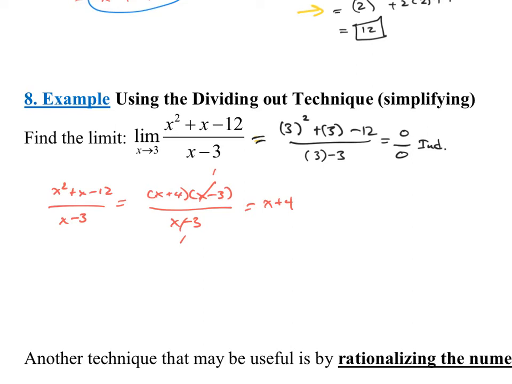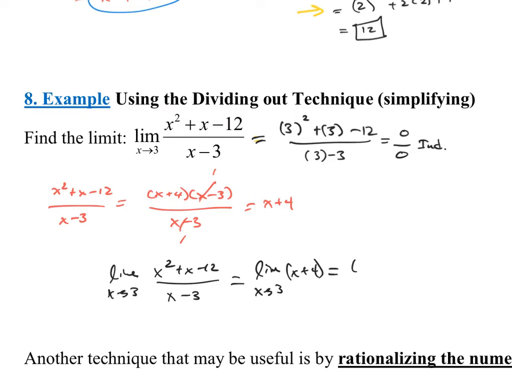So what am I saying? I'm saying, well, when I looked at the limit as x approaches 3 of the original problem, which was x squared plus x minus 12 all over x minus 3, I couldn't do it. But what we can do is now evaluate the limit as x approaches 3 of the simplified version, which is x plus 4. And how do I find the limit of that? I simply plug in the number. So that would be 3 plus 4, which is 7.